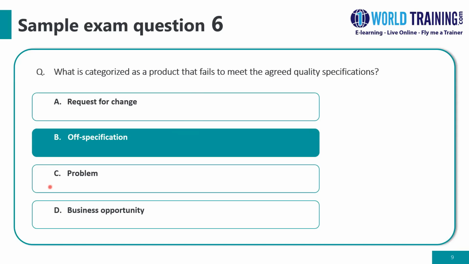Problem, choice C, is an issue with an immediate and negative impact. For example, a supplier has gone bankrupt. Choice D, business opportunity, is an issue that represents unexpected positive consequences for the project or user organization. So, for example, some additional funding has been made available.